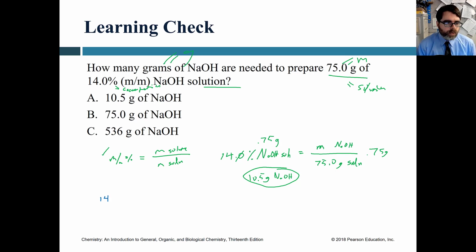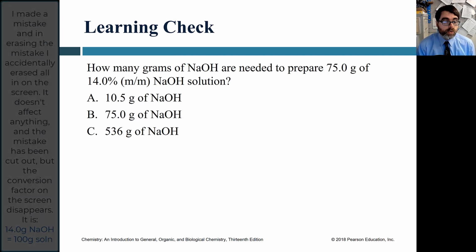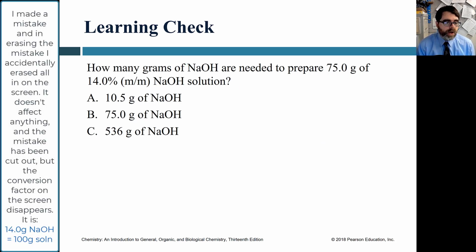We have the 14%, which means we have 14 grams of the NaOH, and that is equal to 100 grams of solution, and so then we can use that as our conversion factor. So working it out that dimensional analysis way, we have 75 grams of NaOH solution, and that's essential here since we're solving for a mass of NaOH. We don't want to confuse mass of NaOH with mass of solution. I actually made that mistake just a moment ago, and that's why everything here on the slide is erased.